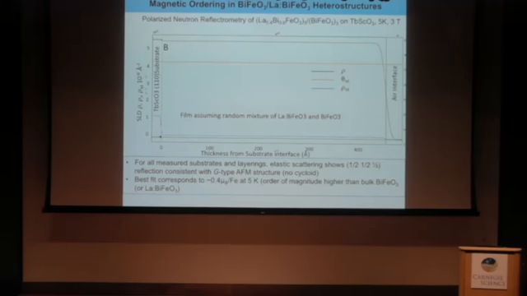Our fit corresponds, when we convert the scattering density, to almost half a Bohr magneton per iron site. And that's assuming a uniform magnetization. So if it's only in the bismuth ferrite, only in the lanthanum, or only at the interfaces, it's actually a higher magnetization.